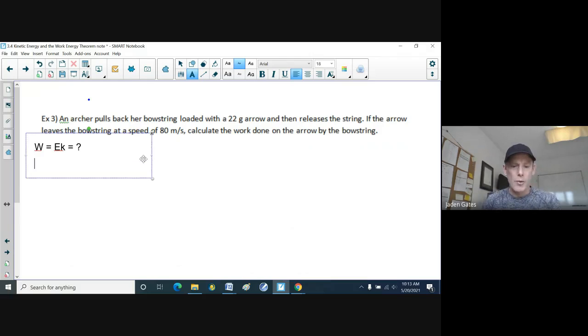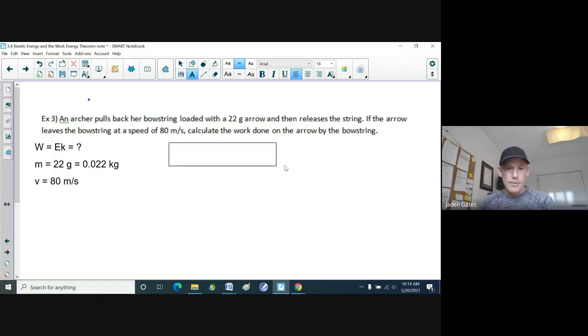All right, now we have a bit of an issue here with mass. Our mass here is 22 grams. Anybody know how many grams are in a kilogram? We've done centimeters, meters quite a bit, but how about grams? 1,000. You got it, 1,000. So I have to take this 22 and divide by 1,000, and I'm going to get 0.022 kilograms. So we have to be in our standard units here, right? We do know the velocity of this arrow, 80 meters per second.